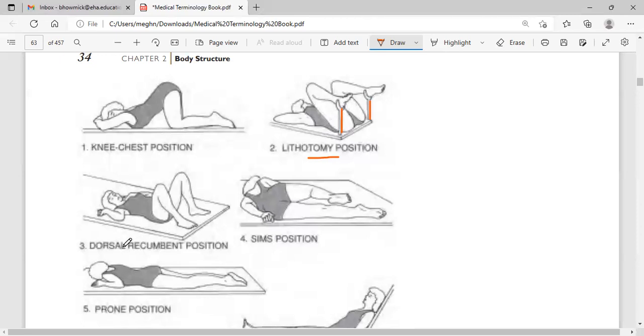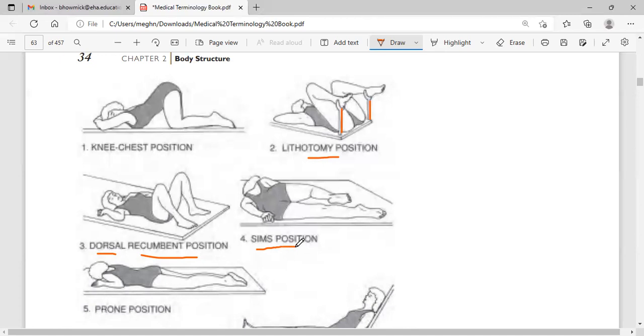Next posture here is called dorsal recumbent position. So this patient is assisted into the supine position and two legs are sharply flexed at the knee joint, and the feet are placed on the table. And this position is used to examine the vagina and rectum in case of female, or rectum in case of male patients.